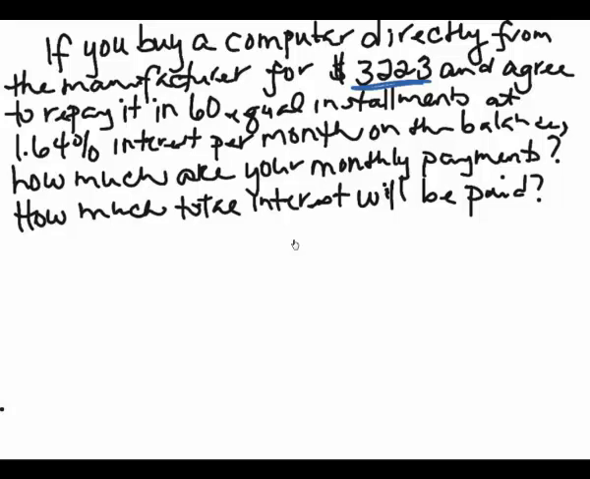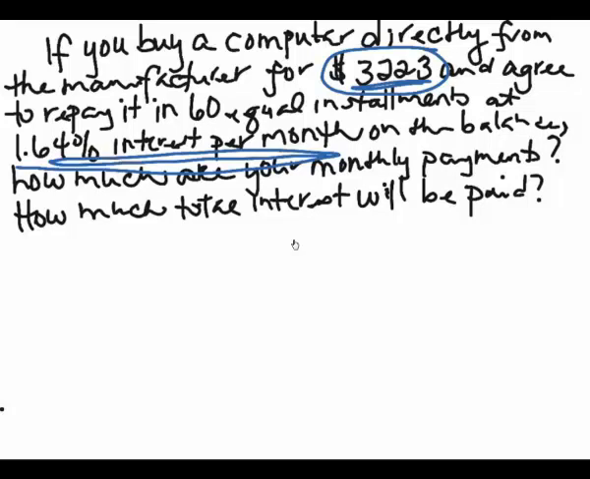1.64% interest per month. That is what I want you to highlight right there, you guys. 1.64% interest per month on the balances. How much are your total monthly payments, and how much interest will be paid? So this right here is already your PV. That's your present value of your annuity. That's how much money you want to borrow. And then you want to find your PMT, which are your payments.